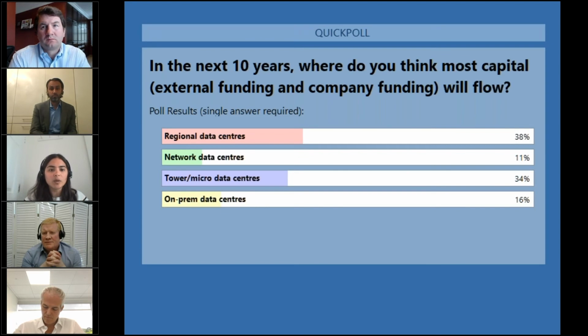Yeah, so I guess what this shows is that there is still going to be a lot of investment, even in the next 10 years, in the regional data center space. But interestingly, a lot is happening at the tower and micro data center level. Again, not too surprising, because we are seeing a bit of that already today, even though it's fairly deep in the network level of edge computing.